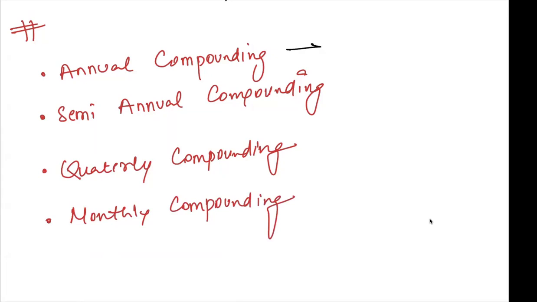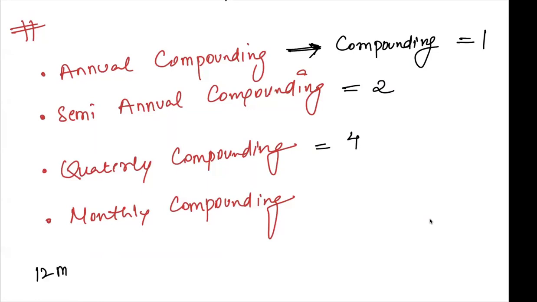Annual compounding means your compounding is happening only one time in a year. Semi-annual compounding means your compounding is happening two times in a year. Quarterly compounding means your compounding is happening every third month. So if you have 12 months, every third month there is compounding, which means four times. Monthly compounding means compounding will happen 12 times.